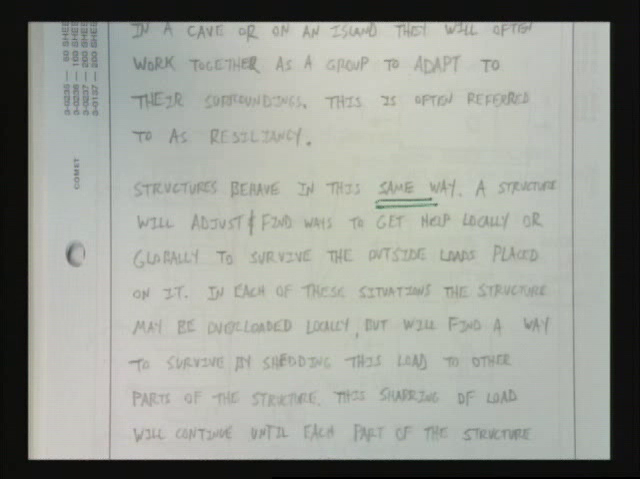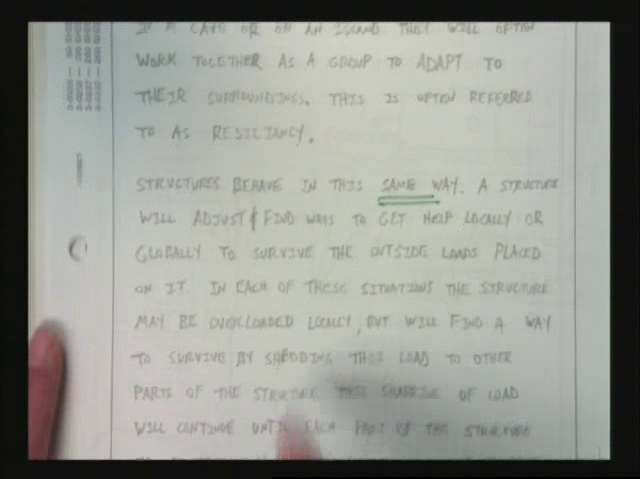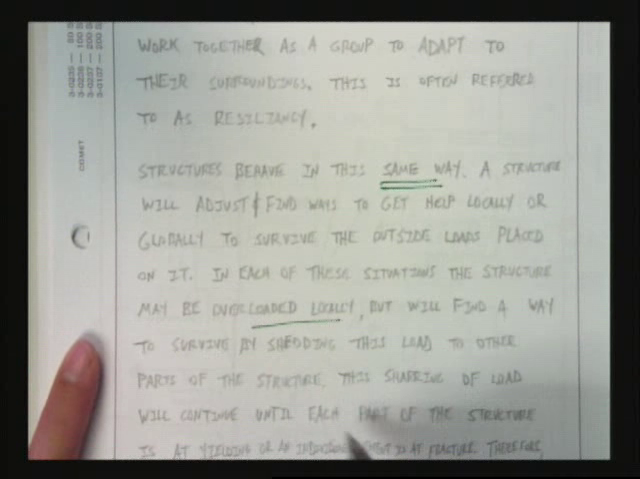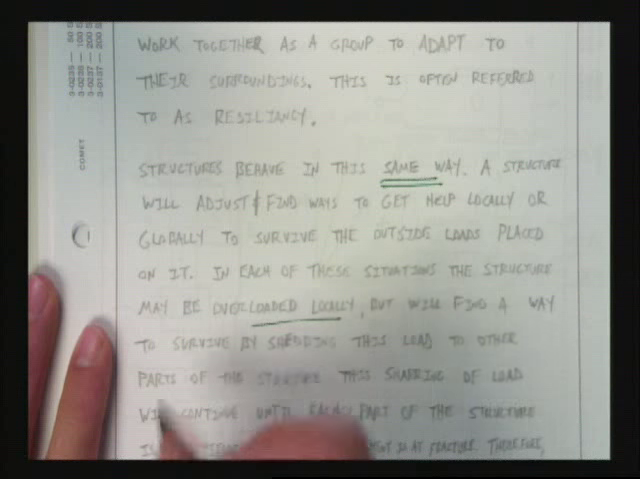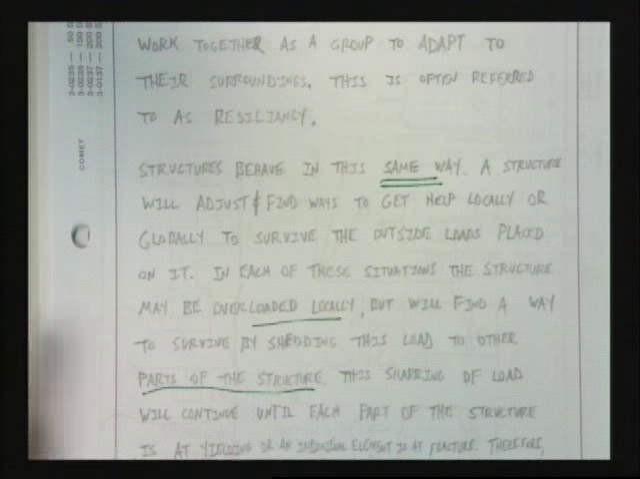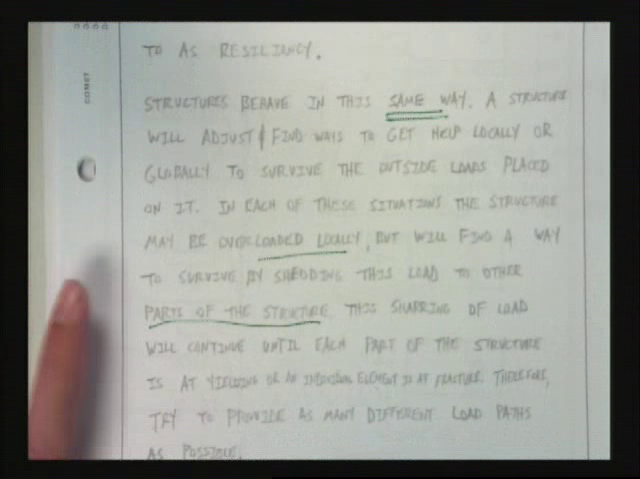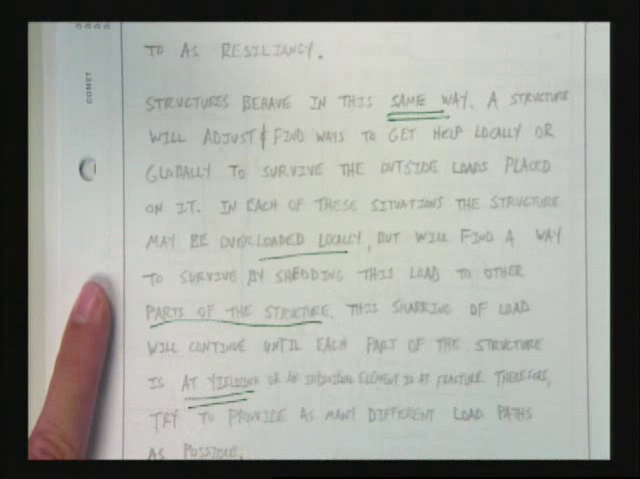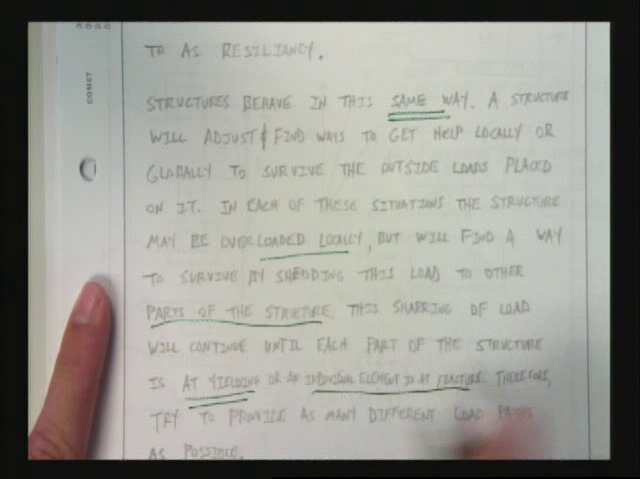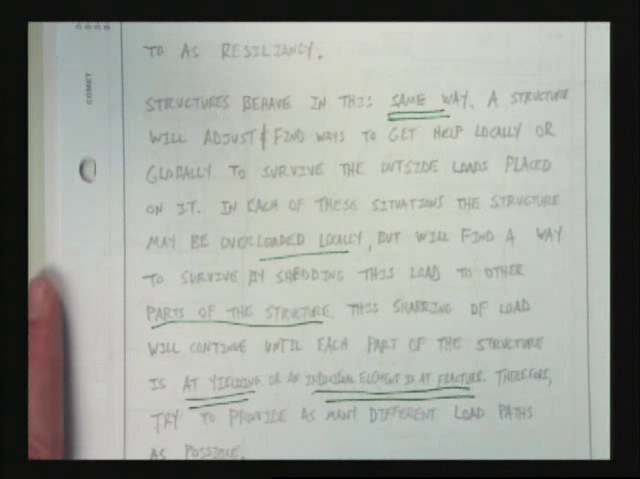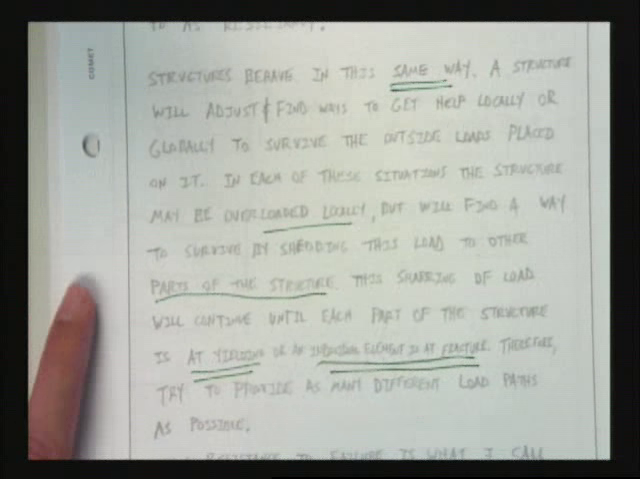In each of these situations, the structure may be overloaded locally, but will find a way to survive by shedding the load to other parts of the structure. The sharing of load will continue until either each part of the structure is at yielding or a loss of stiffness, or an individual element is at fracture and breaks. So let's talk about, what does this mean? Let's give an analogy.